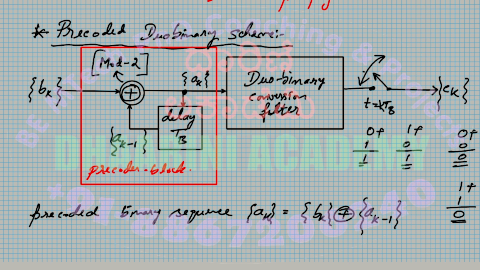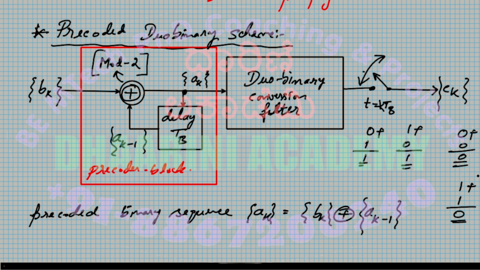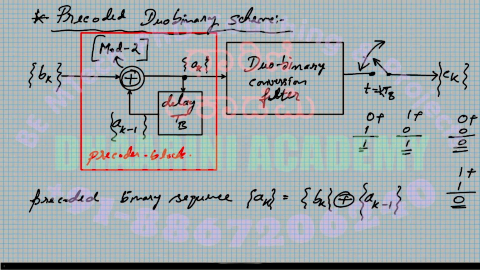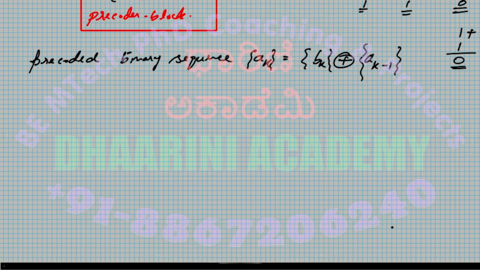Right. Now let us try to represent this particular precoded answer in the code in polar form. So polar means if you add 1 plus 1, it becomes 2 and so on. Whenever BK is equal to 0 or BK is equal to 1, it depends on the specific type of coding. So let's try to write.